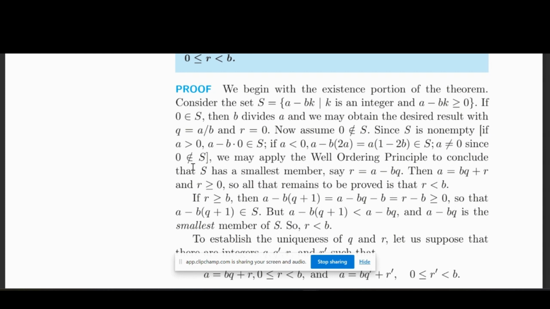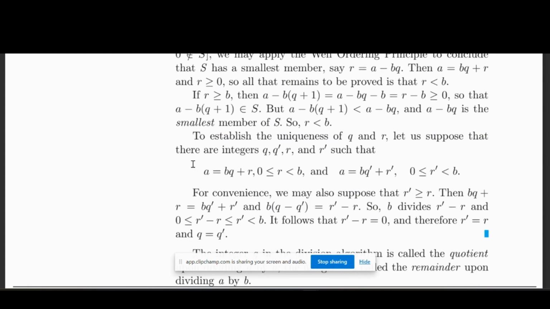Then we substitute the value of r, a minus b into q minus b, and then we get a minus b into (q plus 1), so that a minus b into (q plus 1) belongs to S. But a minus b into (q plus 1) is less than a minus b into q, and a minus b into q is the smallest member of S, so r is less than b. See how beautifully it is proved.